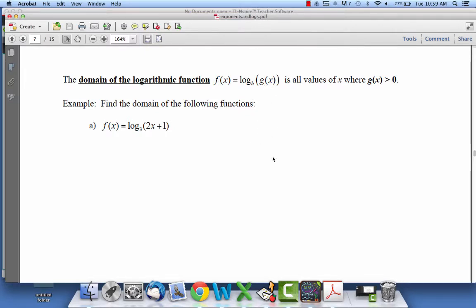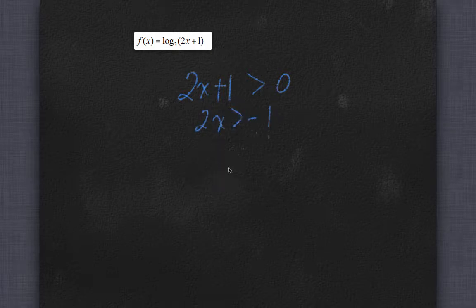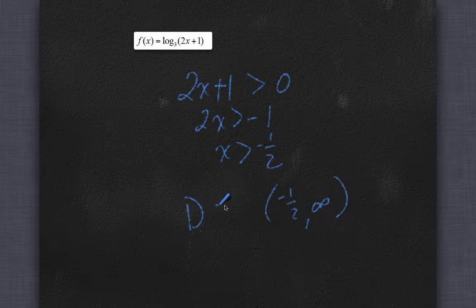This says functions because I originally had more, but this is already going to be a crazy long video, so I'm just going to do this one. Okay, so log sub 3 of 2x plus 1. So all I have to do is whatever's in the parentheses, that needs to be positive. And then I just solve algebraically. And that's it. So that's the domain.